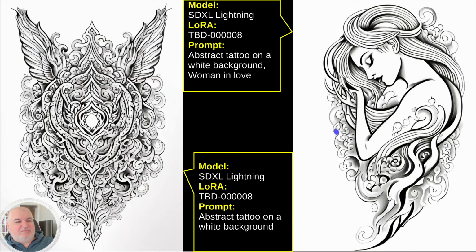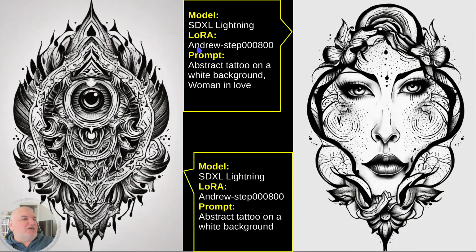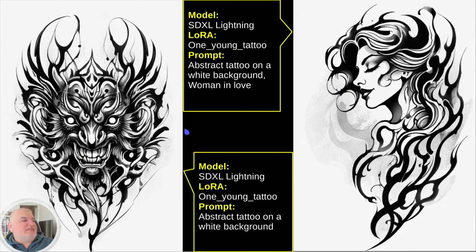This is another LoRA called Marushin Style AnyXL, and apparently this is trained on anime, or specializes in anime. So we got the lady more in an anime style. The abstract design was not very much influenced by the LoRA. This LoRA had a huge influence on the result. This is Andrew style LoRA, and you can see the influence it had on the results, and you can see also the style, like these black spaces here and here and here, these black thick lines. You can see them in both designs. This is a different LoRA, and this also influenced the result heavily.